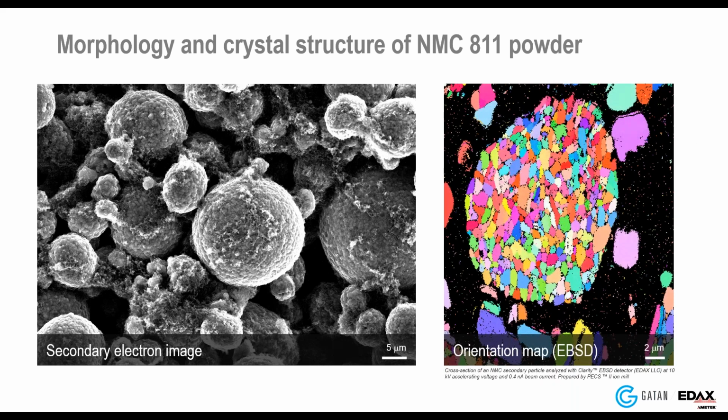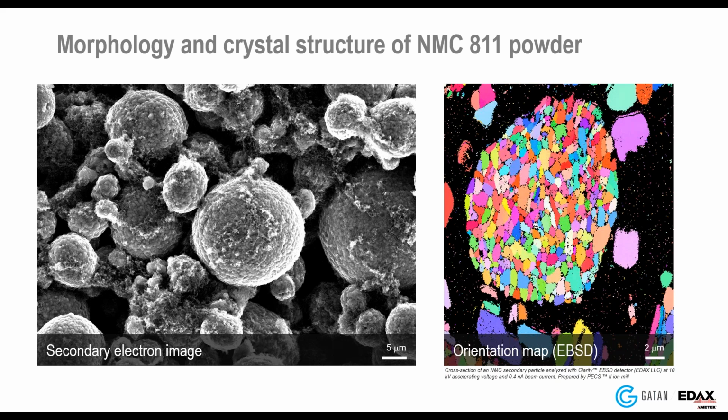The sample that you see here was embedded in epoxy resin and then cross-sectioned by broad beam argon milling using the Lithium tool from Gatan. The orientation map was collected by the Clarity EBSD detector, and it reveals primary particles 200 nanometers to 2 microns in size, with effectively a random crystal orientation and very few or no gaps between primary particles. So this is the sort of morphology and crystal structure of the samples that we are analyzing.